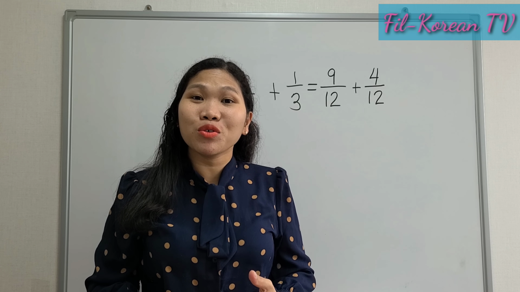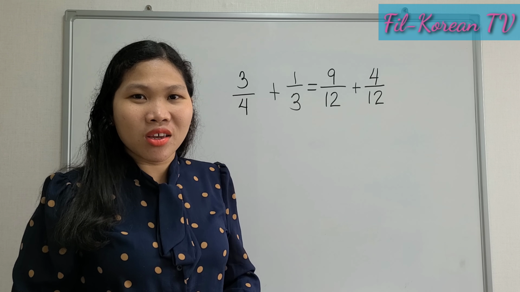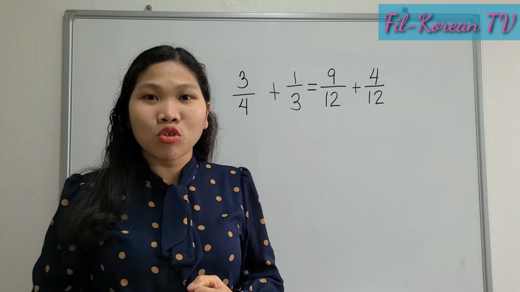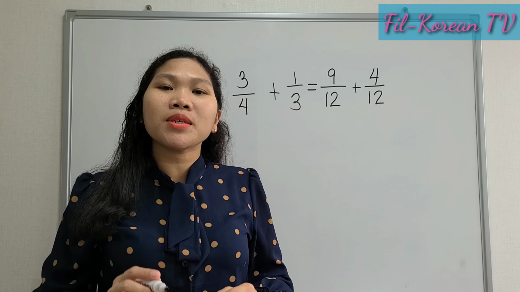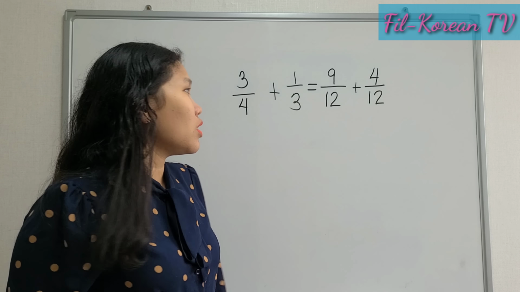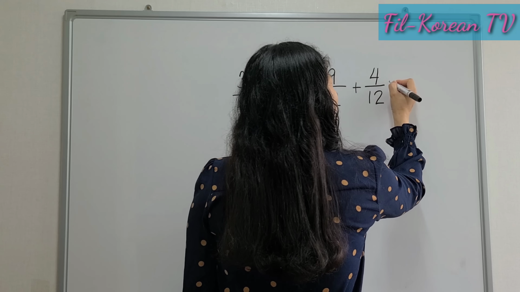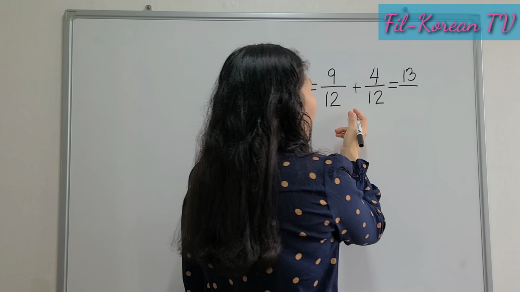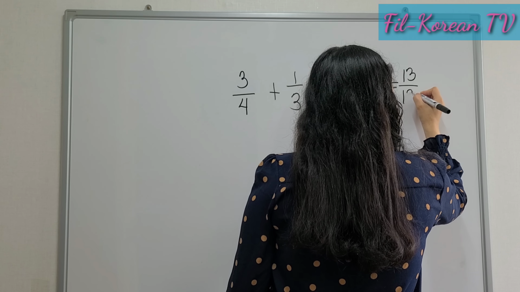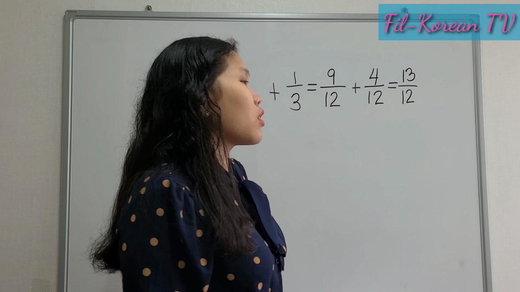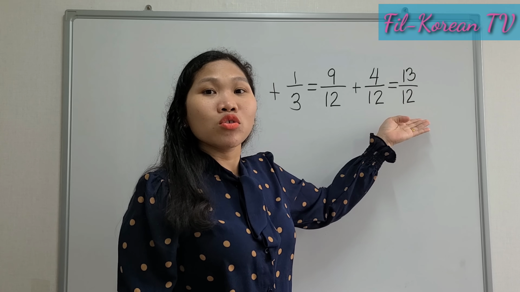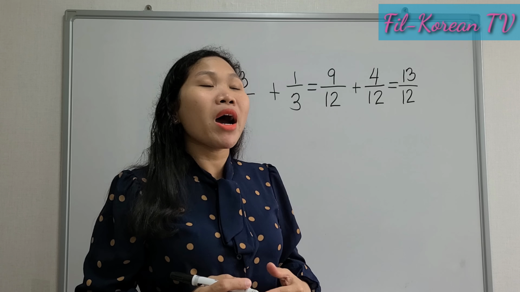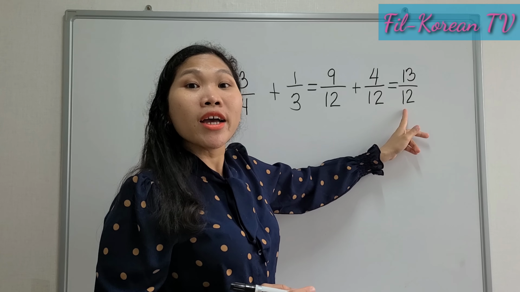Then, we can apply now the rule in adding similar fractions, which is to add the numerators and copy the common denominator. And then, express the answer in lowest term. So, we will add 9 plus 4 equals 13. And then, the common denominator, the LCD, is 12. Okay, the answer is 13/12. It is an improper fraction, so we need to simplify it by dividing the numerator by the denominator.